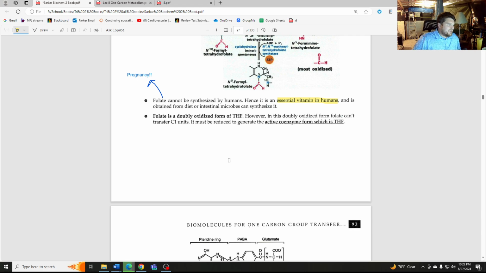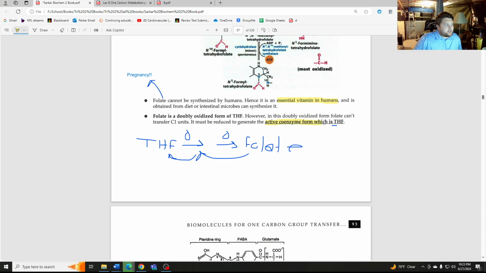Folate is a doubly oxidized form of THF. So that means we have THF, oxidize it once, oxidize it twice, and then you get folate. In that doubly oxidized form, folate, it cannot transfer those 1 carbon units. It has to be reduced twice to generate the active coenzyme form, which is the THF. That's what we want to remember.